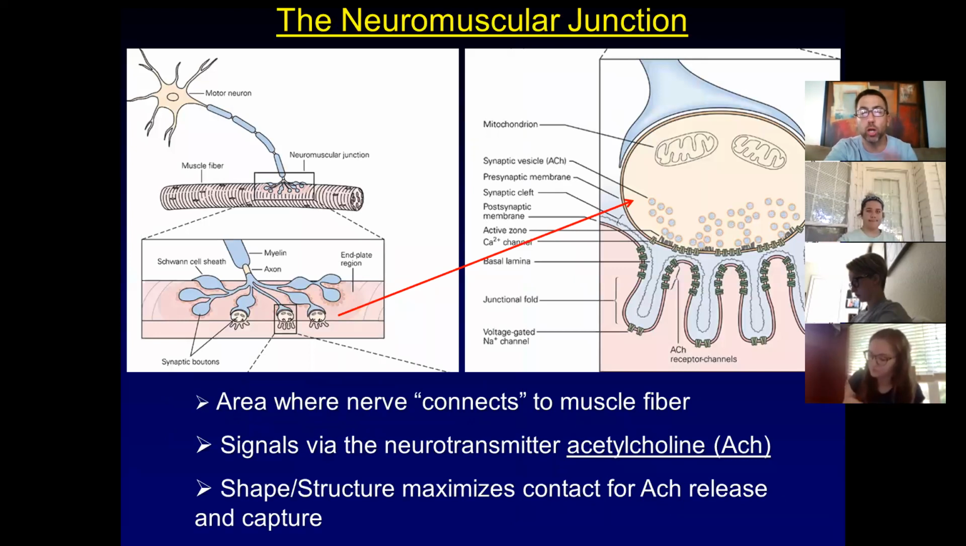Okay. Before we talk about the overall process of turning muscles on, I want to introduce a couple of other structures that are going to be important in this process, and then we'll loop back around to how we turn them on.